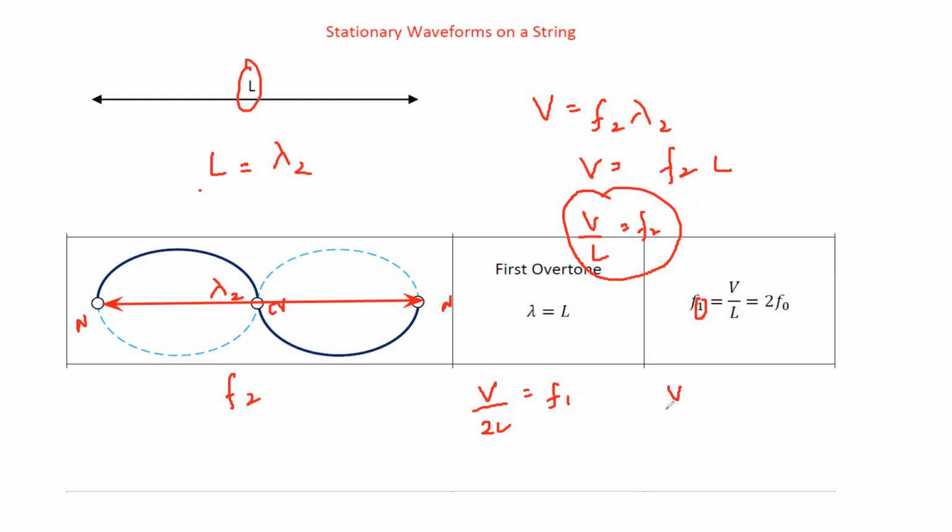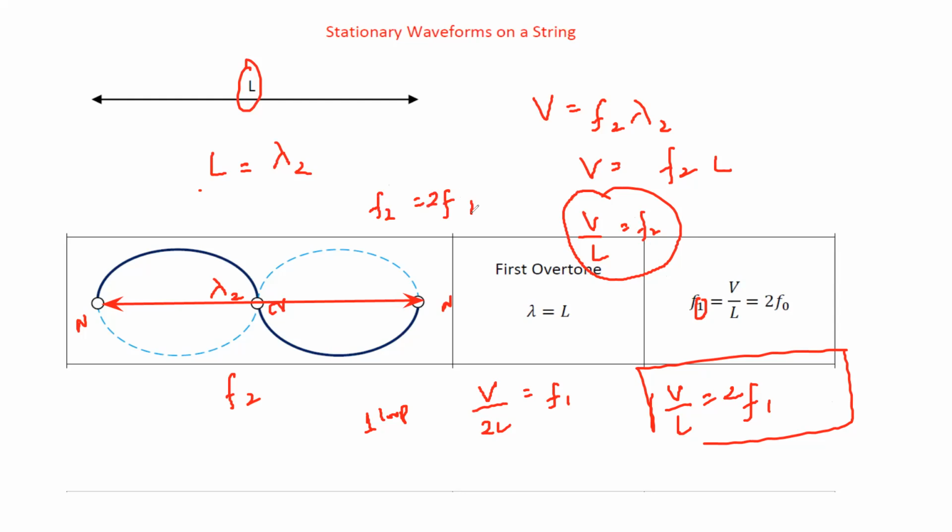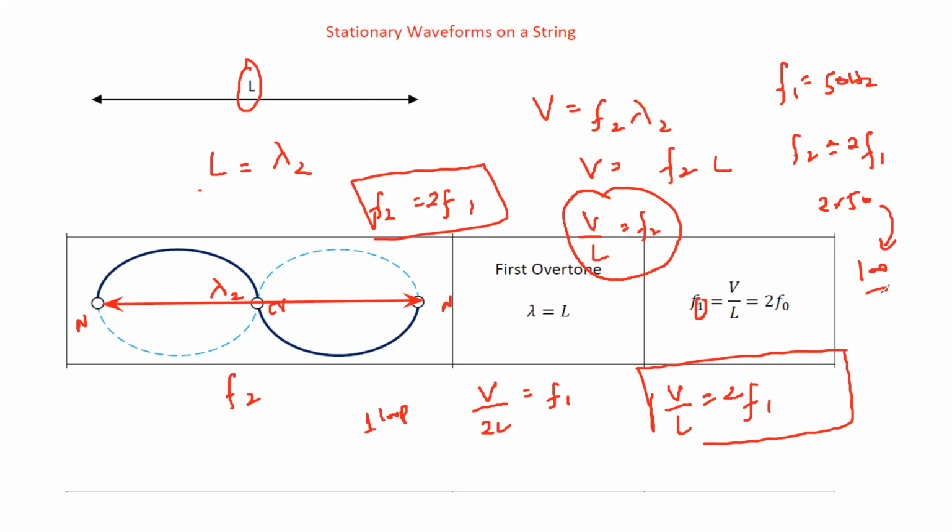So we can say V over L is equal to 2F1. This is when it was vibrating in one loop. So V over L is 2F1 according to one loop, and V over L is equal to F2. When we compare the two equations, we can say F2 is equal to 2F1. So what does it mean? For example, when it was vibrating in one loop, say the frequency of the vibration was 50 hertz. But now it is vibrating in two loops, so the frequency will be twice, 2F1. So it will be 2 into 50, which makes 100.